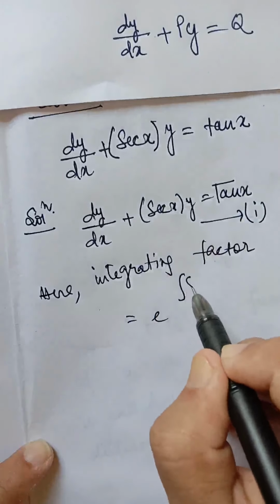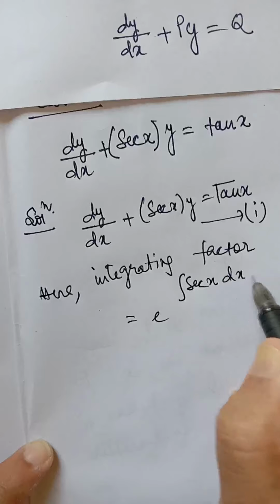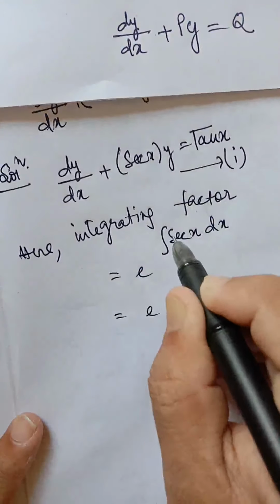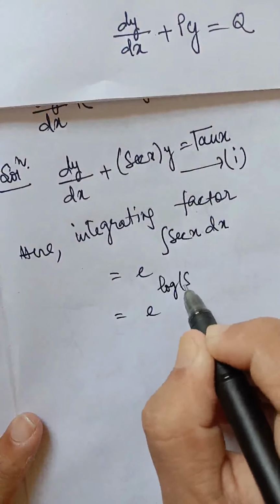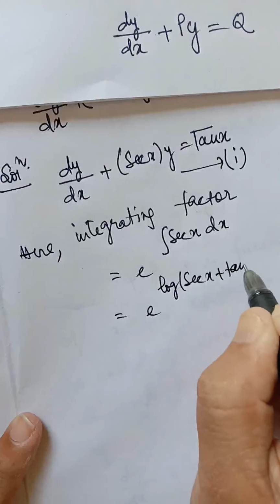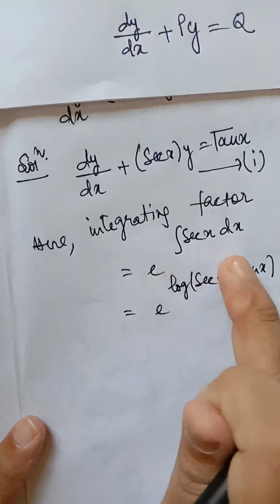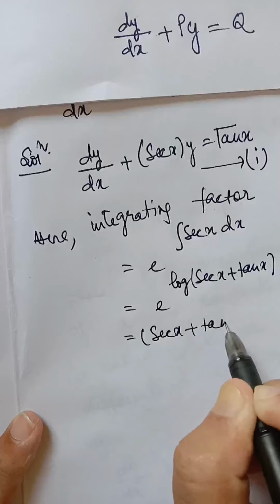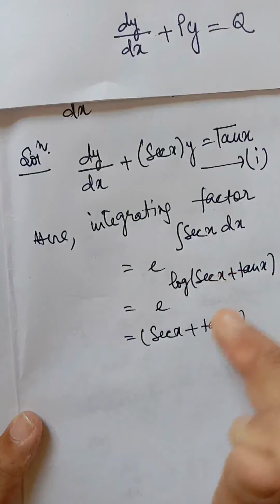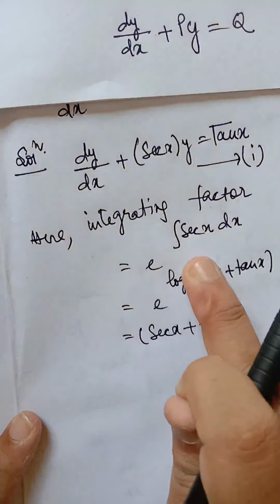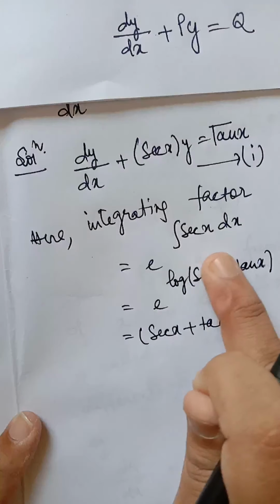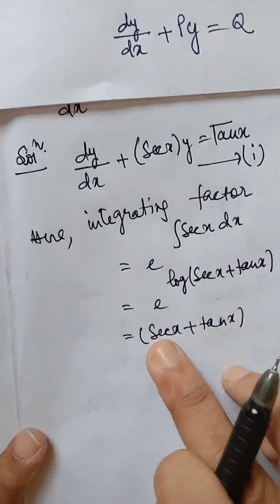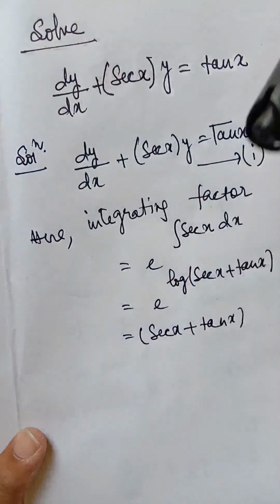This is our P, sec x dx, e to the power integration of P dx. Integration of sec x is log of sec x plus tan x. And remember one thing, e to the power log x is equal to x. Therefore, this will become sec x plus tan x, e to the power log of x. I have considered this as x. E to the power log x is equal to this. So this is our integrating factor, sec x plus tan x.